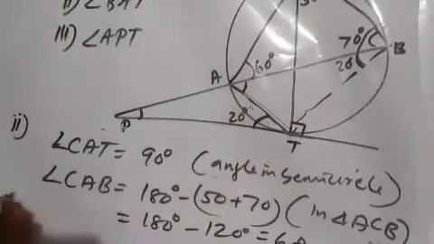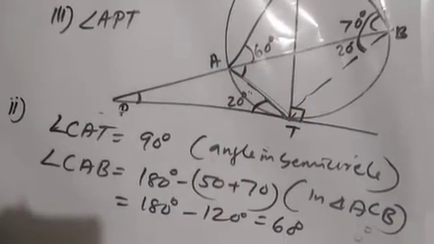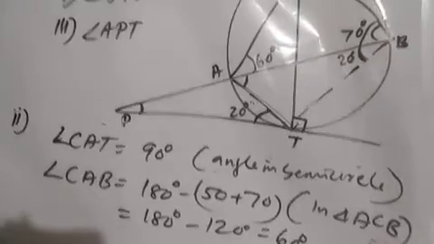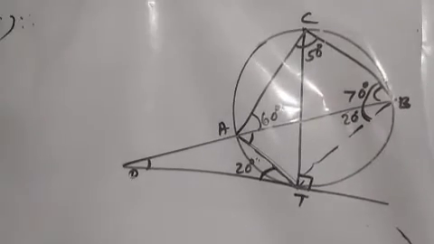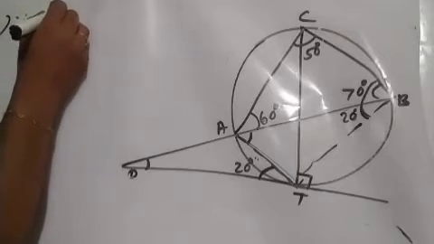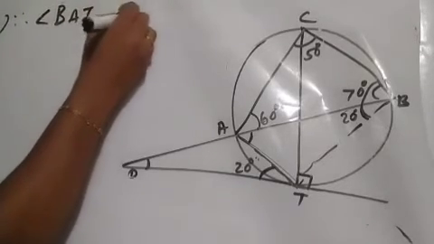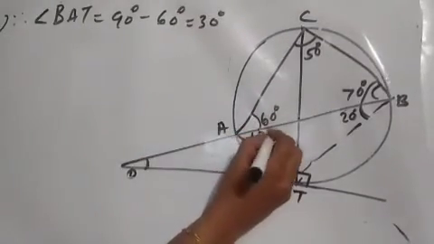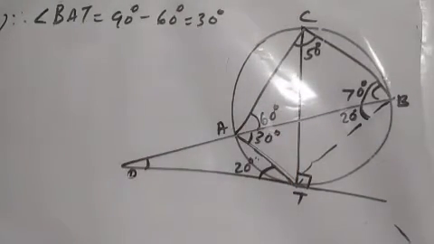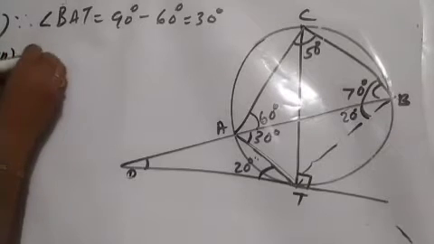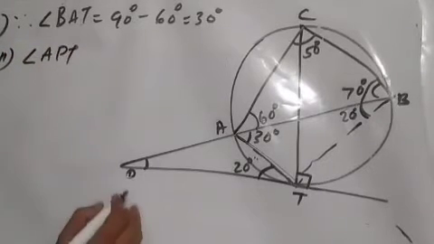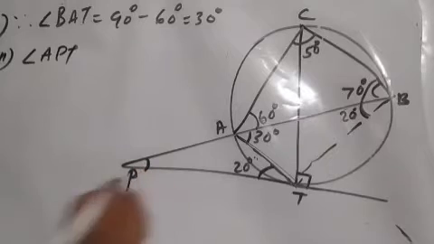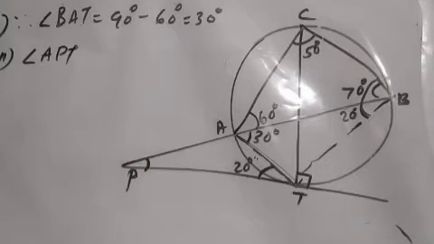So what about the remaining BAT? Yes, 90 minus 60. Therefore, angle BAT is equal to 90 degree minus 60 degree, 30 degree. Thus we obtained the value of that as 30 degree. Now the last one, angle APT. We have to calculate this angle. How can we obtain this?